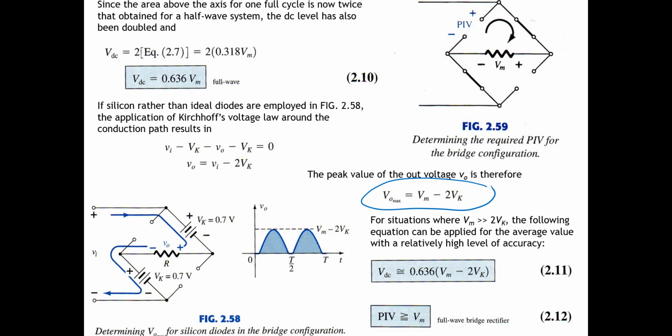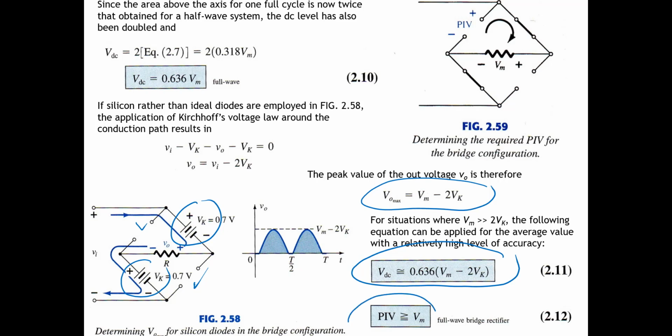Why 2 Vk? Because the current flows through two diodes, the first one and the second one. And also in the negative half cycle, we have here and here. So it always goes through 2 diodes. So we have minus 2 Vk. So this is the final: VDC is 0.636 times Vm minus 2 Vk.